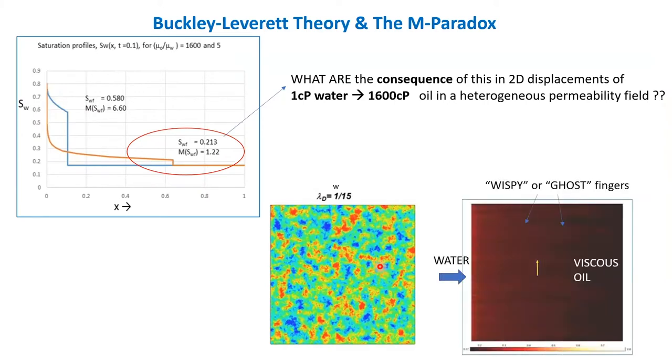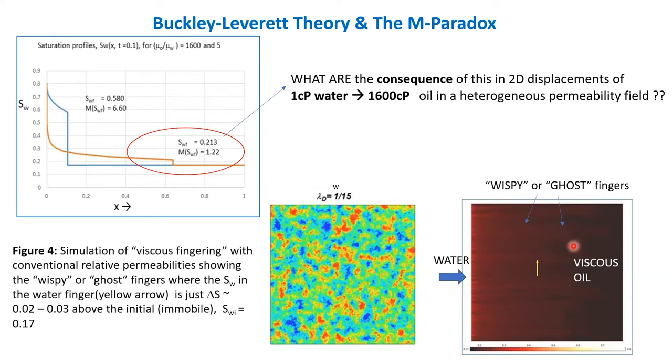What you get is the so-called wispy ghost finger problem, which you get all the time. You see a slight shadowy figure of a fingering, but it's not fingering, because in actual fact, where the little point is, right in the middle of the finger, the saturation is about 0.02 units above the Swi, which is about 0.17. So that's about 0.19 at the highest. In other words, you get these wispy or ghost fingers. And it's been reproduced by many people in the literature.